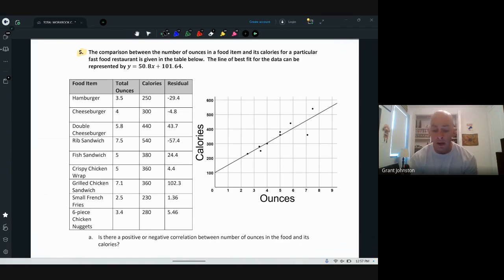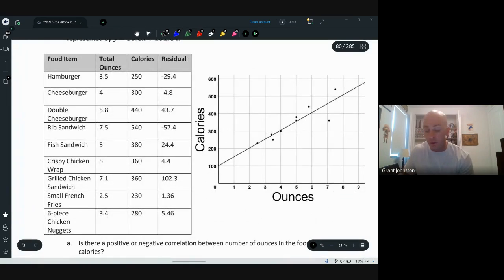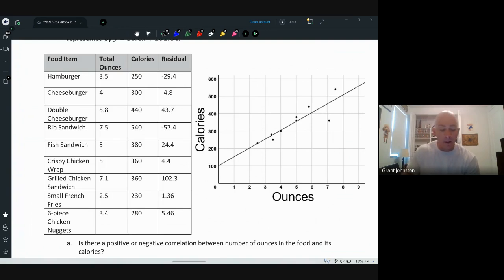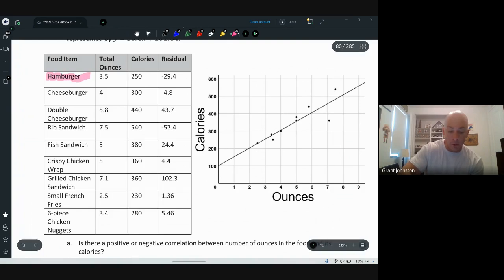But it gives you a table with food items and their residuals. And it even shows you the graph, right? So, just so we understand the table, we got a hamburger, the total ounces was this, the calories is this, the residual is that. So really these residuals are probably what we're going to be looking at the most, but let's just get going here.